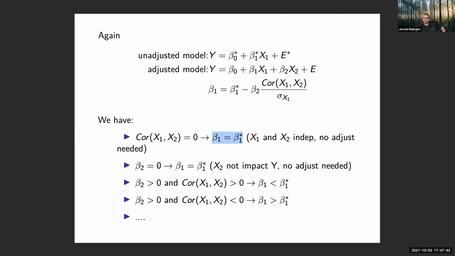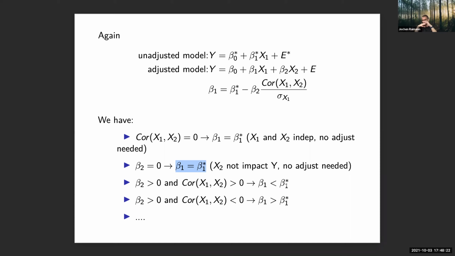So it stays the same. If beta 2 equals 0, then beta 1 and beta 1 asterisk are the same. So x2 has no impact, and no adjustment is needed. If beta 2 is greater than 0 and the correlation of x1, x2 is greater than 0, we have an increasing effect. Our beta 1 will be smaller than beta 1 asterisk. So the direction goes that way: part of this beta 1 asterisk will be reduced by an increase in your beta 2.